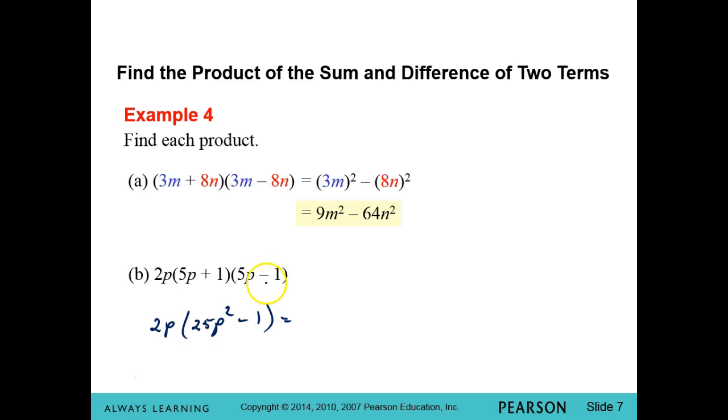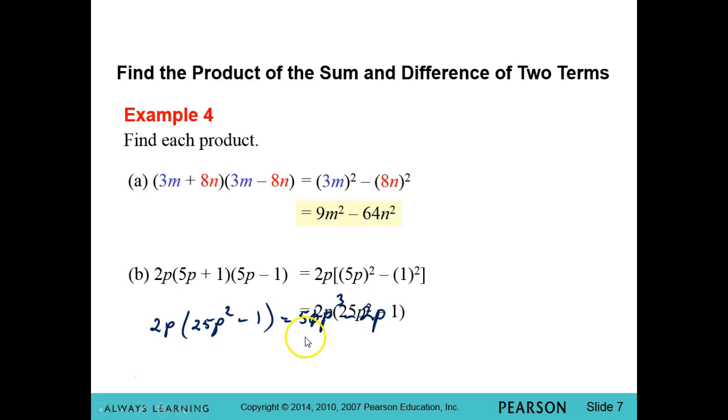Oh, threw a little wrinkle in, didn't they? 50p what? Cubed. Perfect. Minus 2p. Or not 2p. No, never mind. We won't do that. Okay. Now, let's see how they did it. They did the 2p on the outside, and they wrote them as squares on the inside. That's perfectly fine if you want to take an extra step.